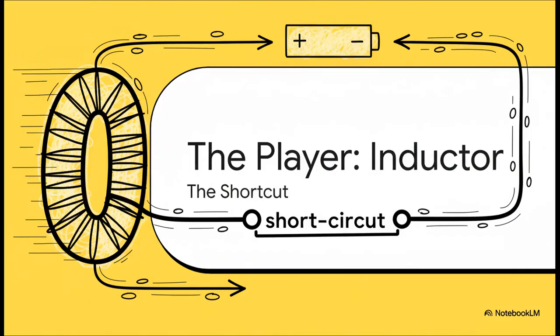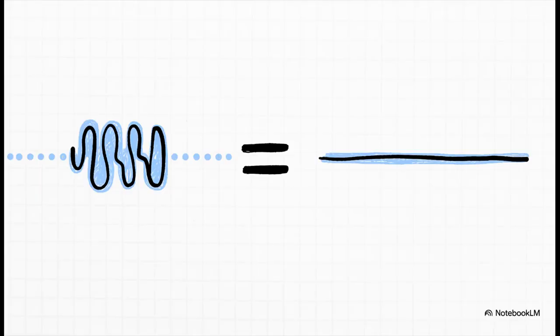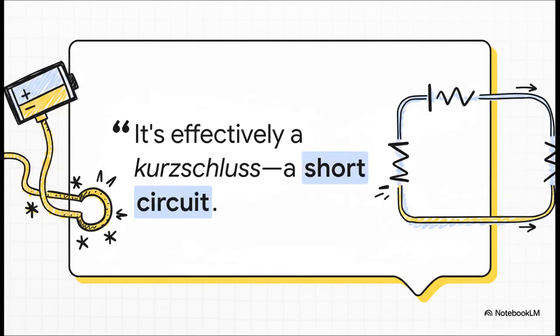Okay, on to our final player, the inductor. And you know what? Its behavior in steady DC might be the most surprising of all. It's basically a shortcut. Just like the capacitor, inductors get really interesting when the current is changing. But again, when that DC current is steady and stable, an inductor might as well not even be there. It acts just like a simple piece of wire with almost no resistance at all. You could say it's effectively a short circuit. An inductor lets steady current pass through so easily, it's like you just swapped it out for a plain old wire. For DC, it is the ultimate path of least resistance.